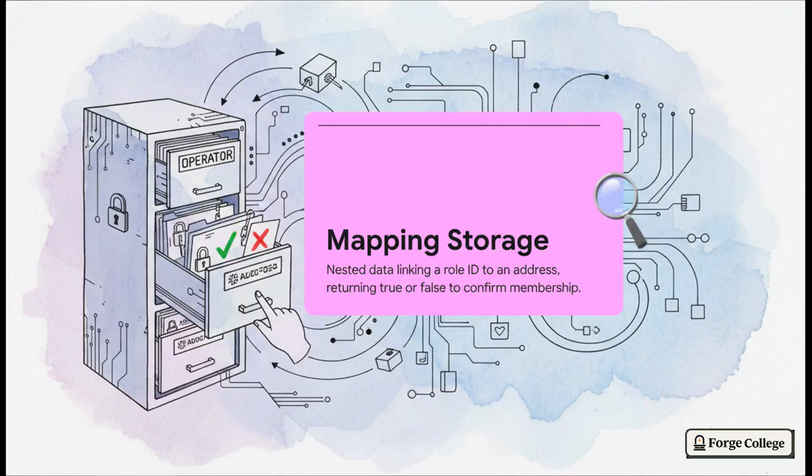So the crucial thing here is understanding exactly how we store this list on the blockchain. Take a look at this definition of mapping storage. You can think of this nested mapping as a highly efficient, almost mechanical filing cabinet that instantly answers one very specific question. Is this address on the VIP list for this specific role? It's like pulling open a drawer labeled operator, finding the folder with the user's address, and boom. It's either a true, meaning they're in, or a false, meaning they're out on the street.